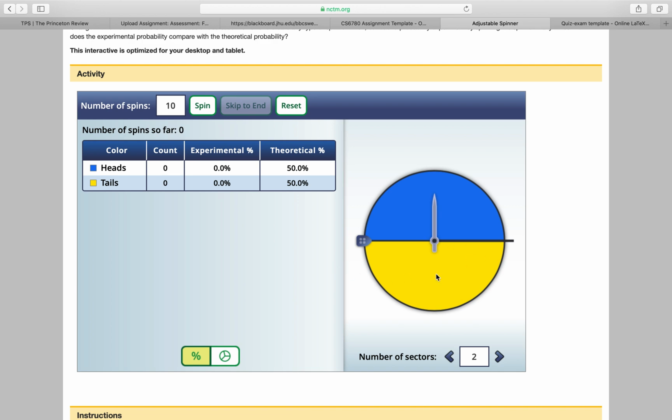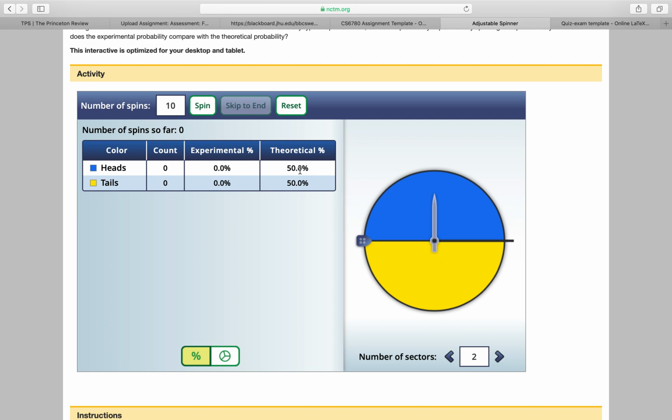I've redone this so it's 50% blue and 50% yellow, and I'm actually going to call this heads and tails, just so that we can really understand this. This experimental probability is the same thing as observed relative frequency, so don't worry too much about it. Experimental probability, or percentage experimental, is what we're getting from looking at our number of trials. So I'm going to do this spin 10 times, and this theoretical percentage, right, this is our theoretical probability. So it makes sense that we're saying 50% for blue or heads, 50% for yellow or tails, right, because 50% of the area of this circle is blue and 50% of the area of this circle is yellow.